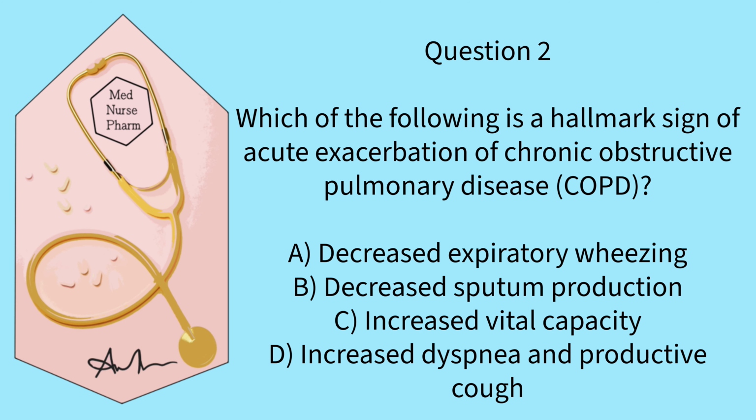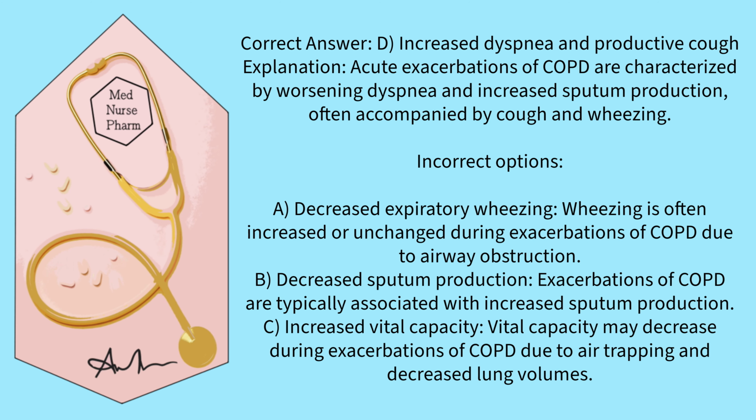Question 2. Which of the following is a hallmark sign of acute exacerbation of chronic obstructive pulmonary disease? Decreased expiratory wheezing, decreased sputum production, increased vital capacity, increased dyspnea and productive cough. Pause the video and select your answer. If you chose option D, you are correct. Increased dyspnea and productive cough. Acute exacerbations of COPD are characterized by worsening dyspnea and increased sputum production, often accompanied by cough and wheezing.